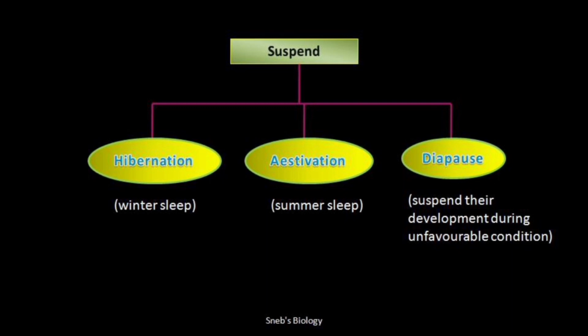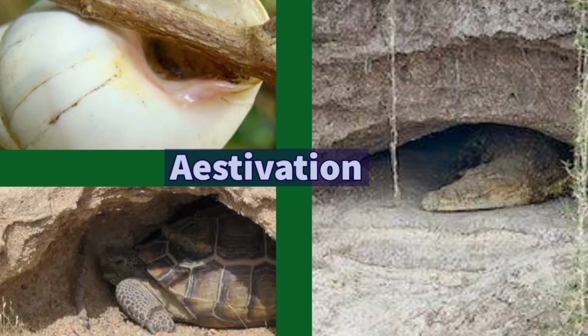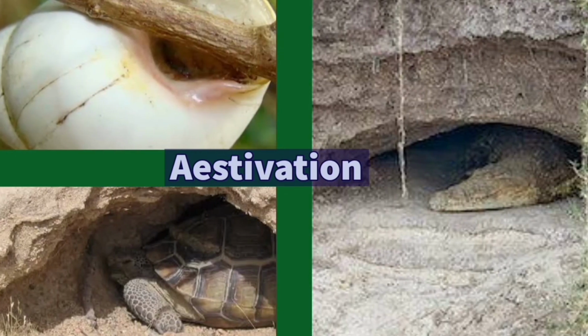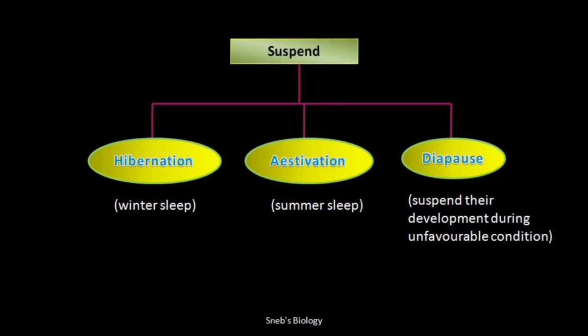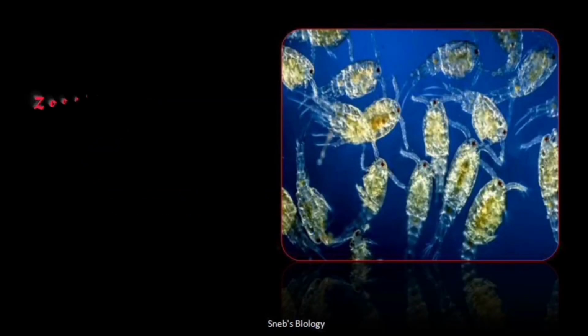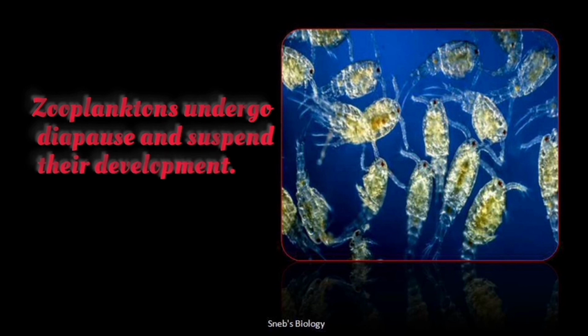The second one is estivation. Estivation is known as the summer sleep. This is seen in the animals which live in extremely hot conditions. So here they would try to avoid this extreme heat. The third one is diapause. The diapause is very important. This is mainly shown by some zooplanktons. Zooplanktons in adverse conditions form cyst-like structures and go into this diapause. Here they suspend their development also.